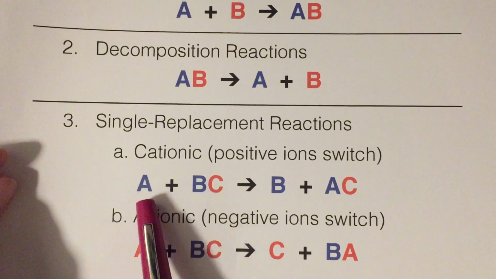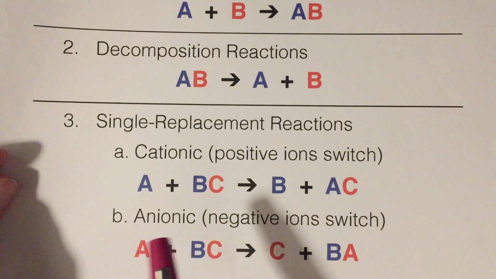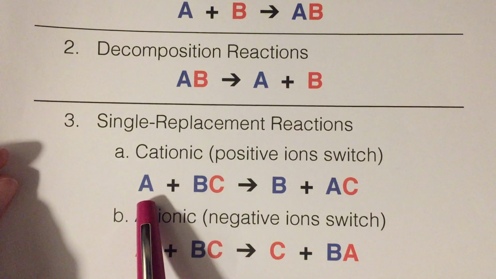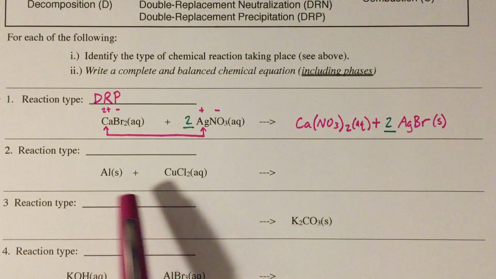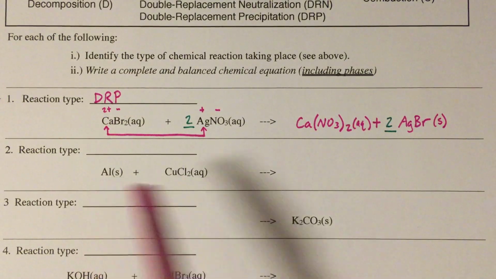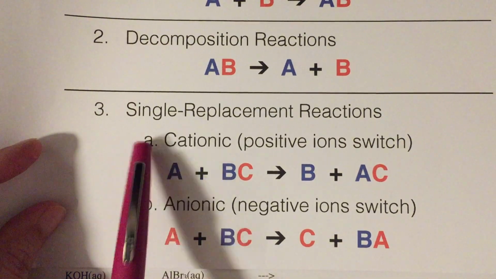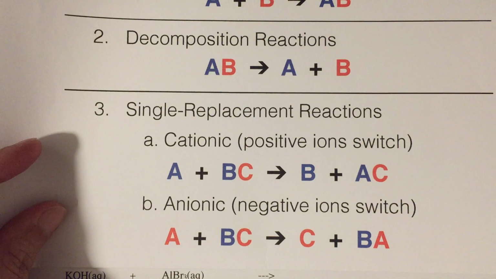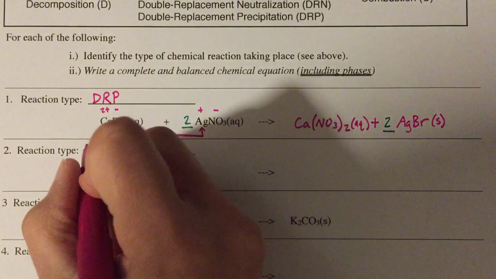So single replacement has 2 reactants. And in single replacement reactions, one of them is an element and one of them is a compound. And that looks like what we have here. All right. So again, like with number 1, there are 2 different types of single replacement, just like double replacement. So I know for sure it's single replacement, so I'm going to put SR.